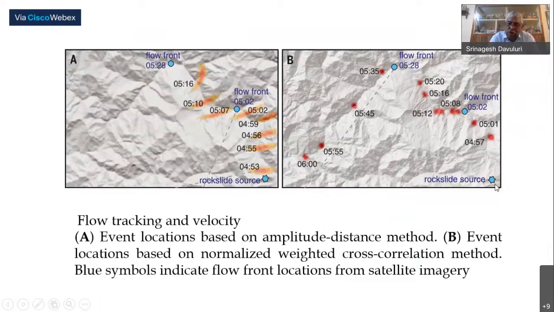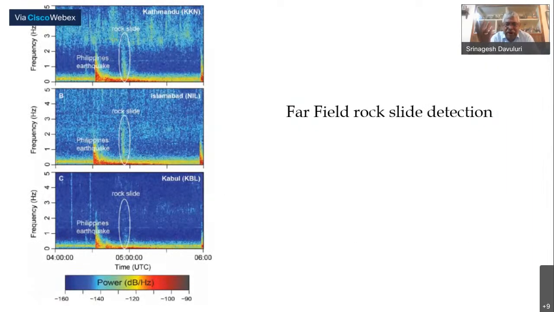So the rock slide sources again, and you can see the flow front, which from a different method we wanted to test and see whether what we are seeing is a fact or an artifact of modeling, or is it a real value which we are getting. More or less, the blue symbols you see are the flow front locations obtained from the satellite imageries. And very clearly, what the satellite imageries showed, more or less our flow fronts, which we have seen from our seismic signals, is reaching the same point at the same time as what the satellite imageries have mapped. So, far field rock slide detection, very important.